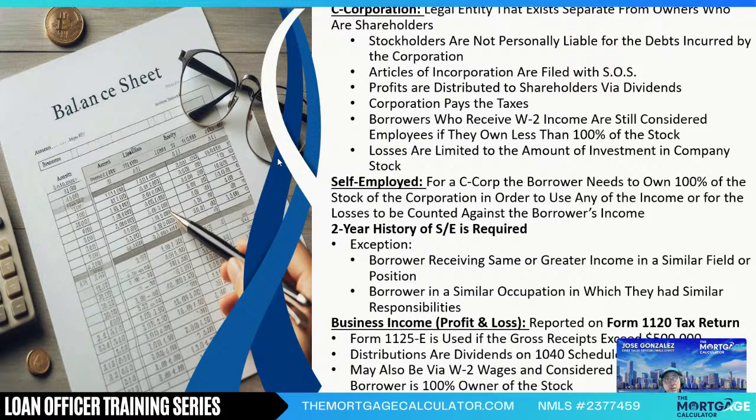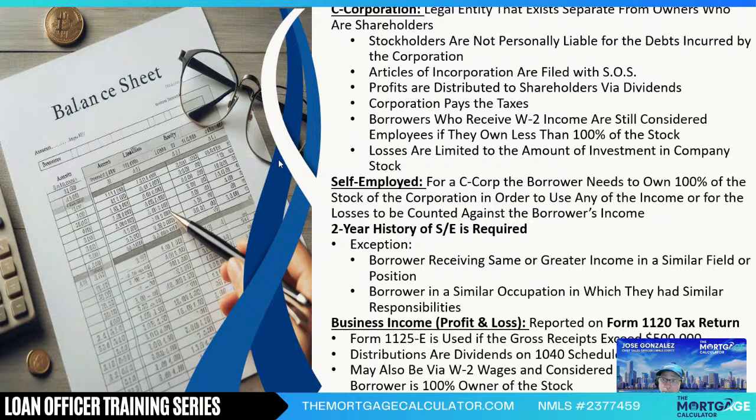Please note that there should be articles on the corporation filed with the Secretary of State. Profits from the corporation are distributed to shareholders via dividends. Now, it could also be that there could be W-2 wages involved, but how those are going to be considered, if it's going to be considered self employment or W-2 earnings, is going to depend on if the borrower owns 100% of the stock, right? That's the main point that I wanted to state.